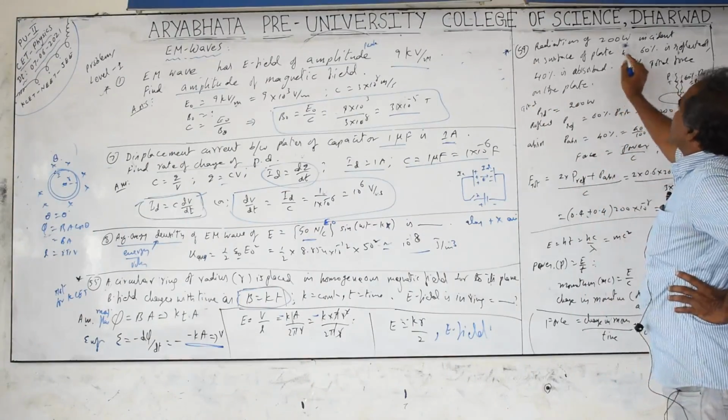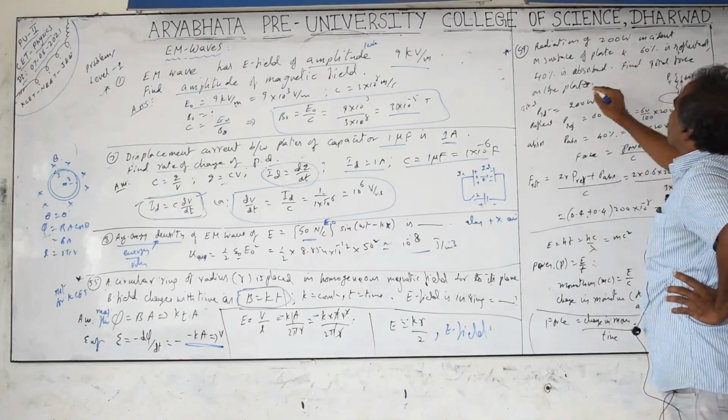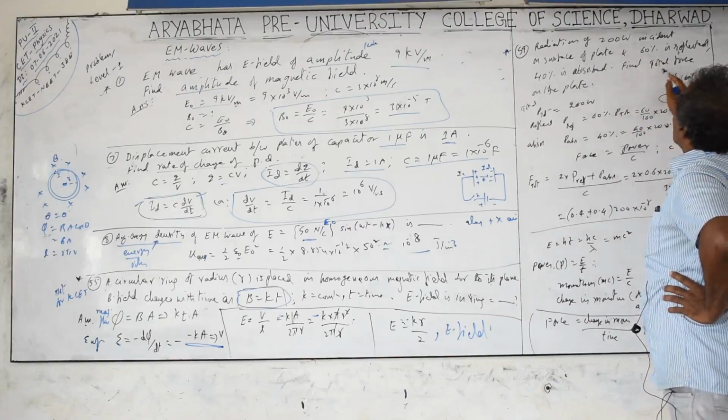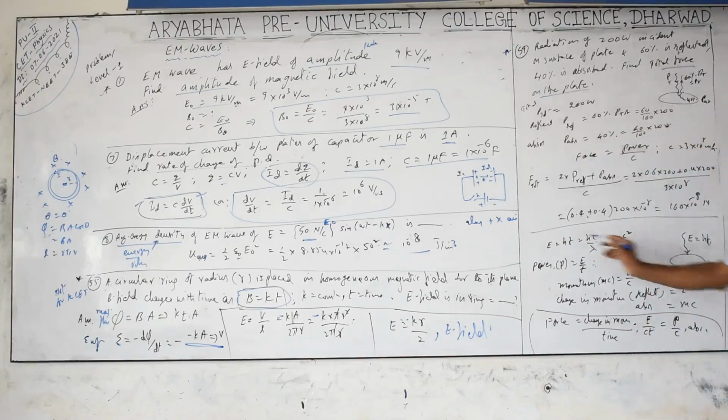Radiation of 200 watt is incident on the surface of a metal plate. 60% is reflected and 40% is absorbed. Find the total force acting on the plate. Whenever light radiation falls on metal plates, this theory I am explaining here, and then we go for the numericals. One metal plate is there and this light is falling.